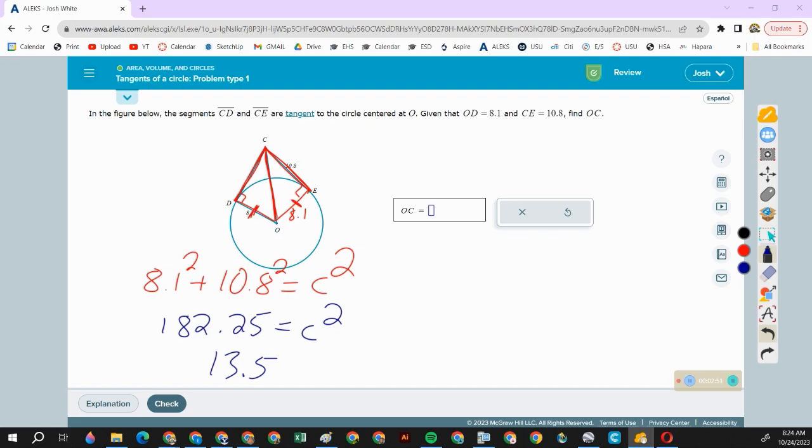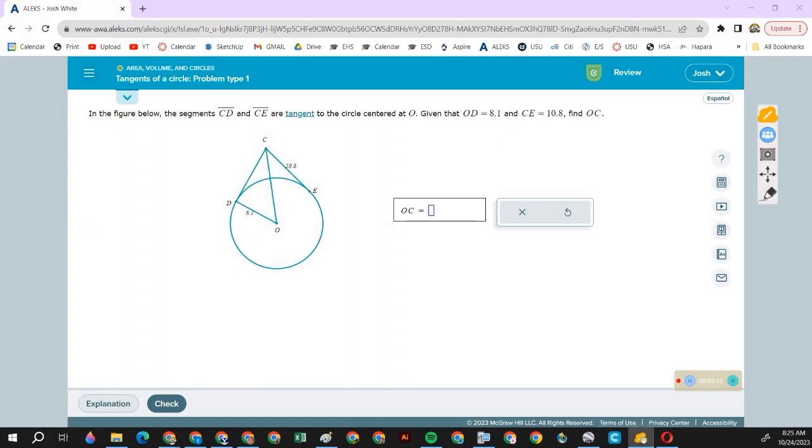8.1 equals 8.1, right angle equals right angle, and then this side is equal to itself. So if necessary, we could have said that that side is 10.8. And that will always be true of tangent lines. Okay. Let's do another one.